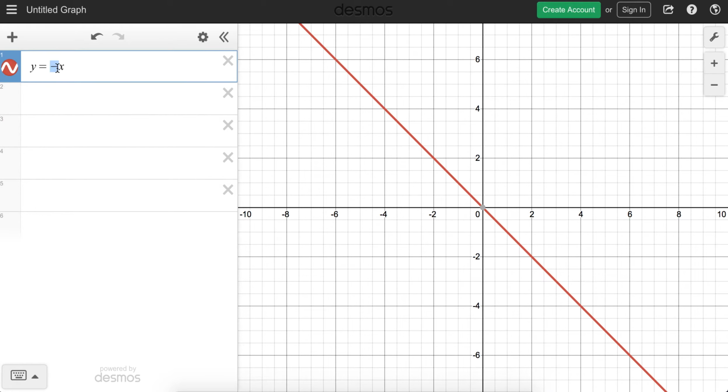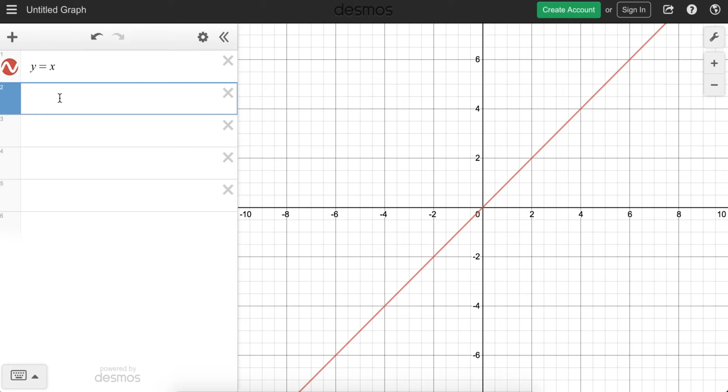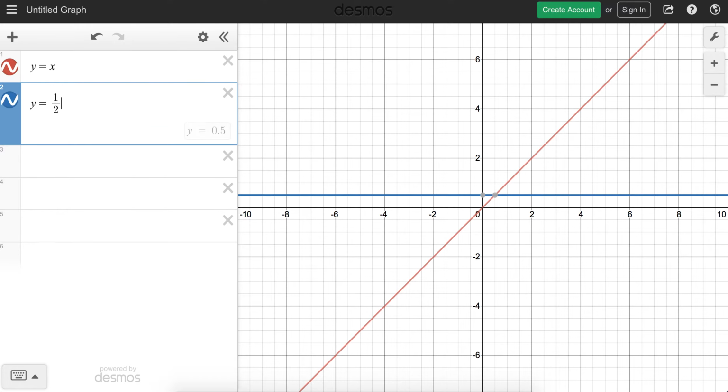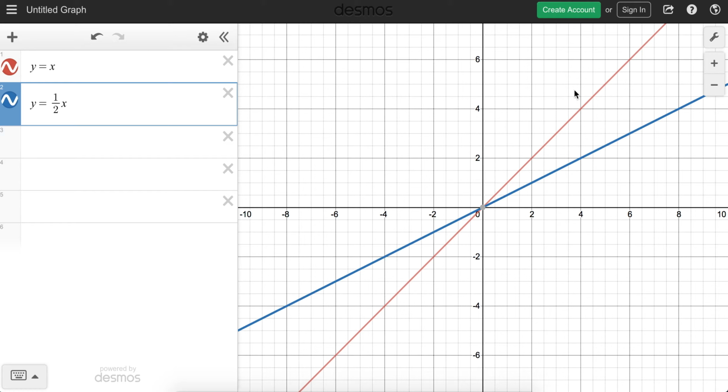Let's go back to positive slopes for a second. What happens if the coefficient of x is less than 1, is a fraction? Well, as you might guess, that's going to produce lines that are less steep. So if y equals 1/2 x, when x equals 4, y equals 2, because 1/2 of 4 is 2. When x equals 6, y would be 3, because 1/2 of 6 is 3.